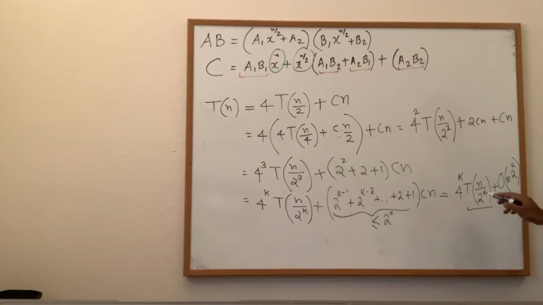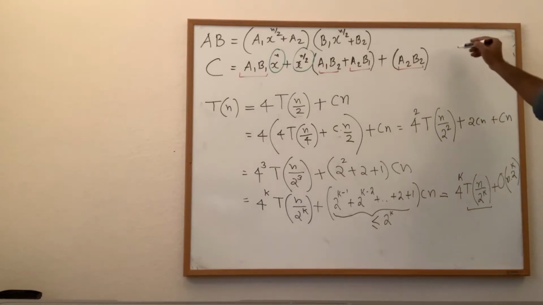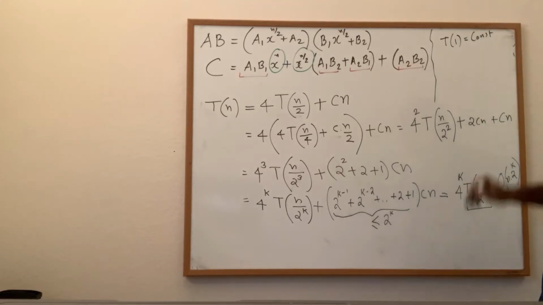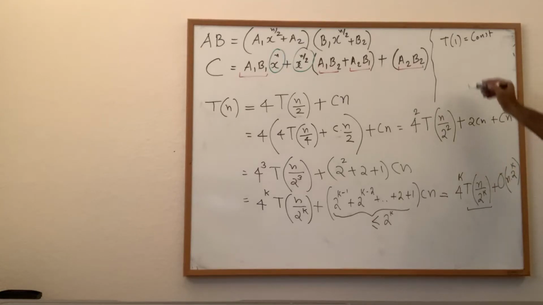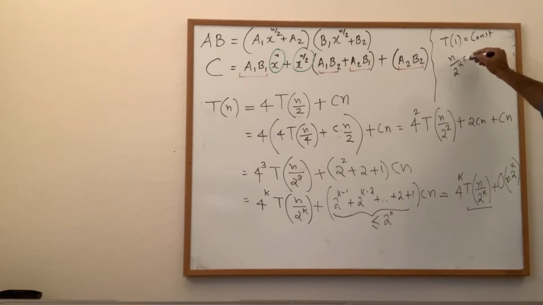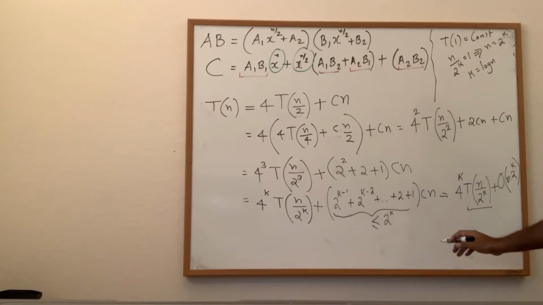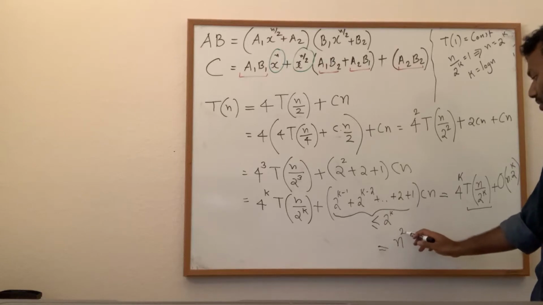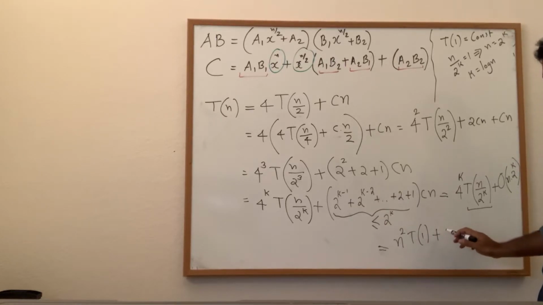And all I know is this quantity, t of 1, can be written as a constant. So when is this quantity going to be 1? That is n over 2 to the k equal to 1, means n is equal to 2 to the k, or k is equal to log n. So now if I put these things back, 2 to the k is n, so 4 to the k is n square multiplied by t of 1 plus n into 2 to the k, which is again n, so the whole thing is big O of n square.